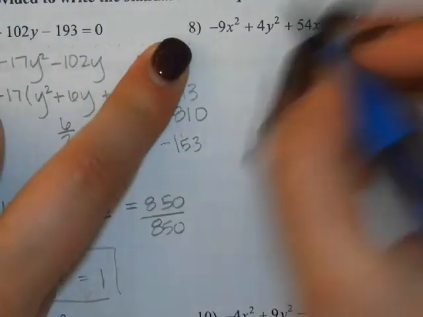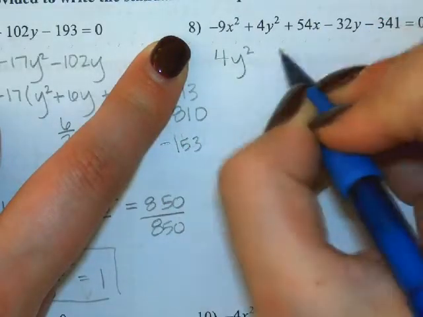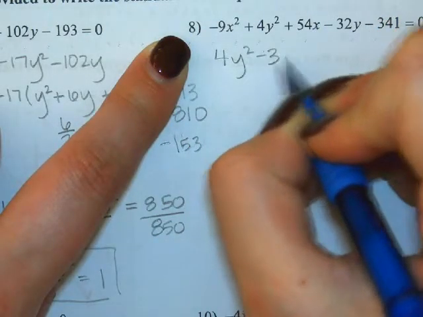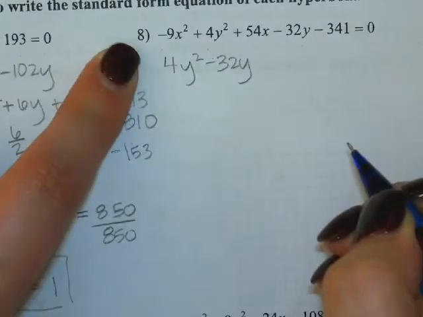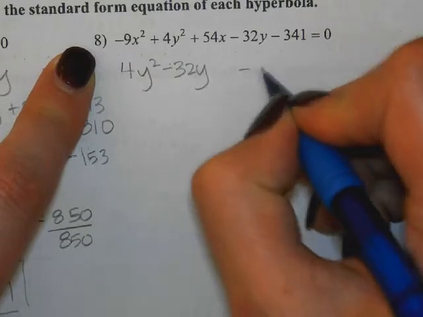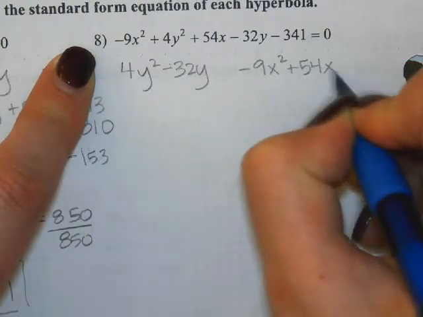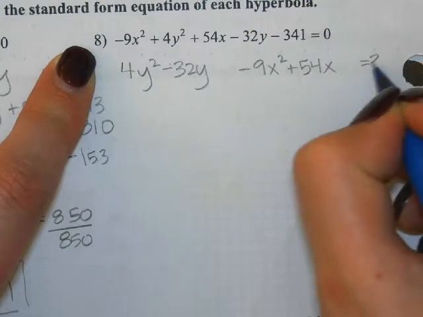So this time we actually have to ignore the x's. We have to put the y's together first. So 4y squared minus 32y, leave a space. Negative 9x squared plus 54x equals positive 341.